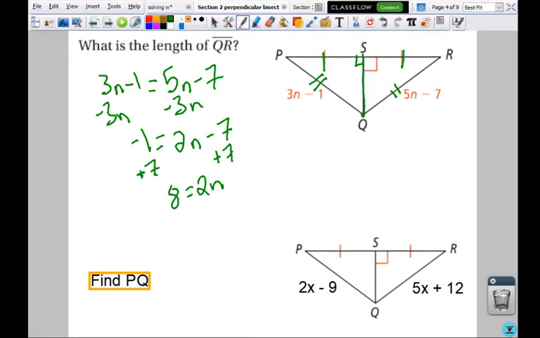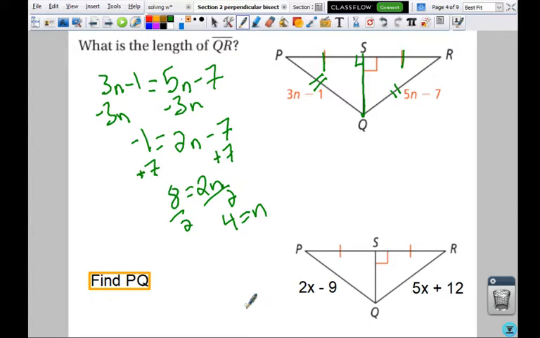Trista, what's my last step? Divide by 2. And what do I get after I divide by 2? You get 4 equals n. 4 equals n. Tyler, did I answer the question? Did I answer the question it asked?